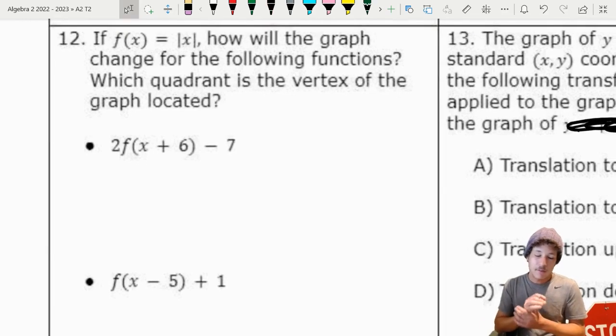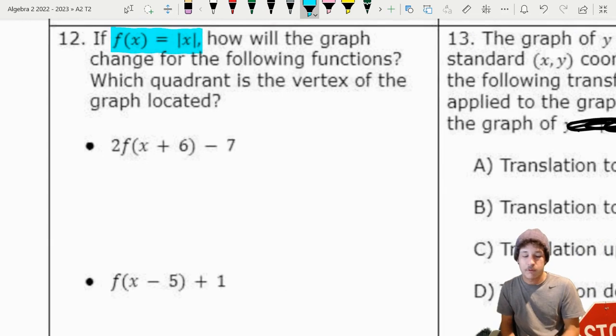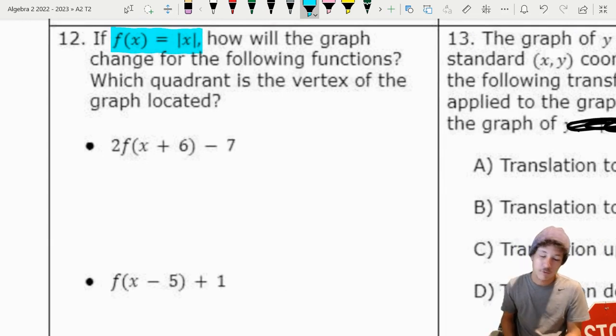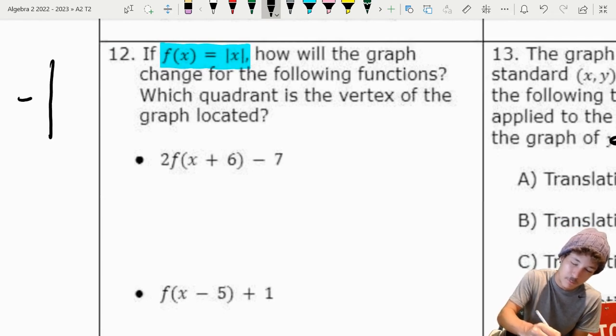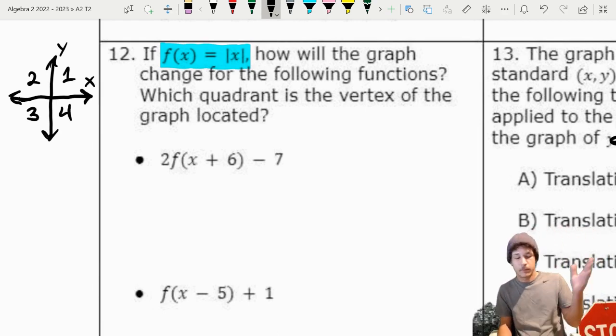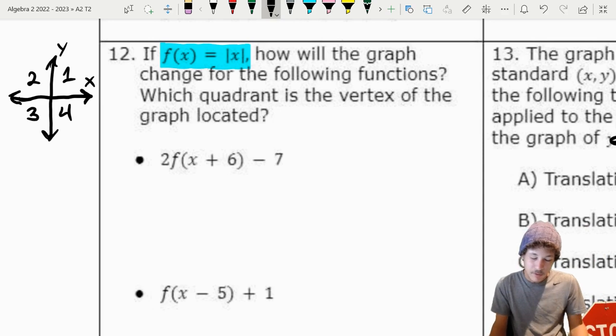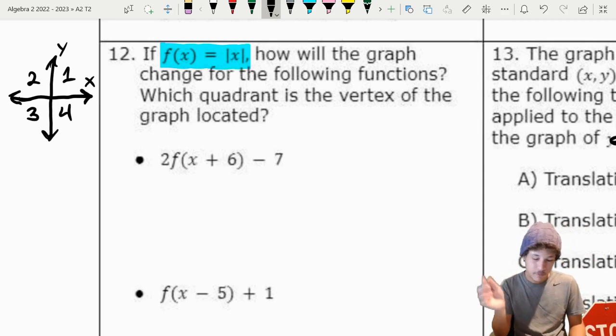If f of x is equal to absolute value of x, that's the parent function, how will the graph change for the following functions? Which quadrant is the vertex of the graph located in? Really quick, I'm going to draw up a sketch of what I usually draw for whenever I have to remember which quadrant is which. So I put x here, there's my y-axis. We have quadrant 1, quadrant 2, quadrant 3, quadrant 4. Simple as that. Okay, and we just have to figure out what vertex that graph is located in. I will do the first one with you, the second one is for you.